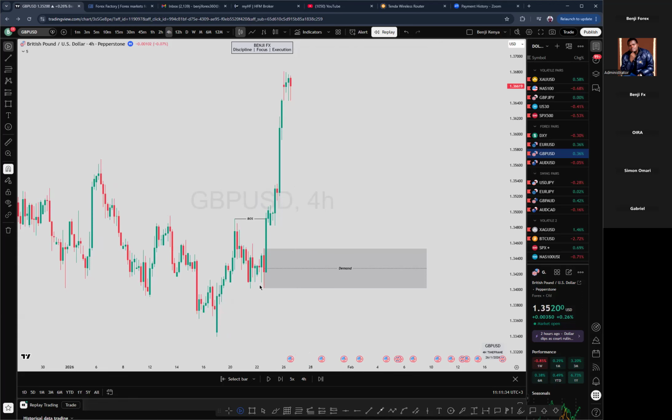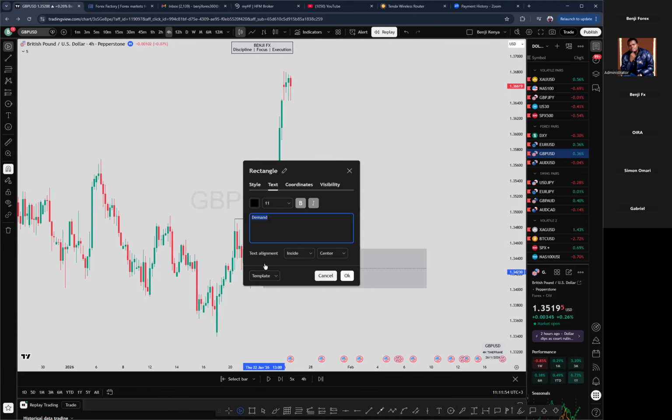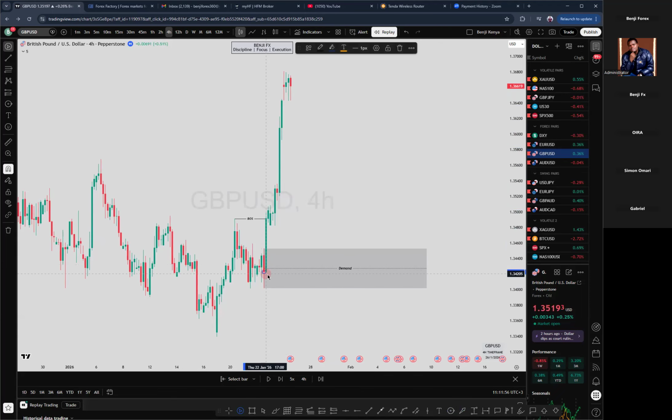I want you guys to see this imbalance is what is very important. This is the footprint that the smart money leaves behind. Don't ever forget this. Once the smart money pushes up, this is the area of interest that we are now having. Upper, this is the origin of the entry. I want you guys to see, so never forget this.